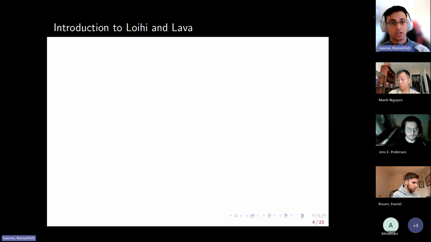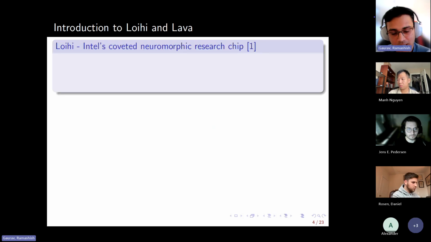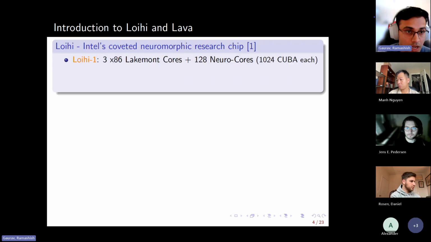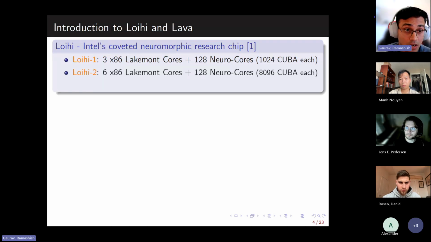Great. So for Loihi, I'll be very quick in the initial few slides, like 5 or 6 slides, because I'll be focusing more on the programming aspects of the Lakemont cores. Loihi is Intel's highly coveted neuromorphic research chip. The first was Loihi-1, released in 2018. It consists of 3 x86 Lakemont cores and 128 neuro cores, each having 1024 CUBA neurons where you can deploy your spiking networks. Loihi-2, released in 2021, consists of 6 x86 Lakemont cores and 128 neuro cores, but this time each having 8096 CUBA neurons.